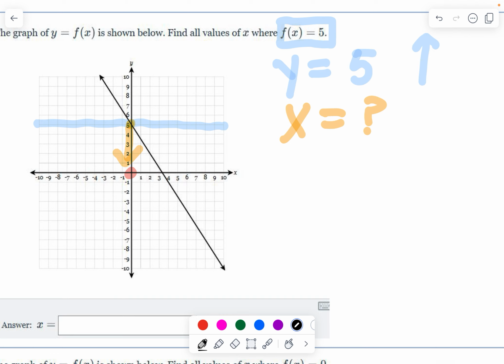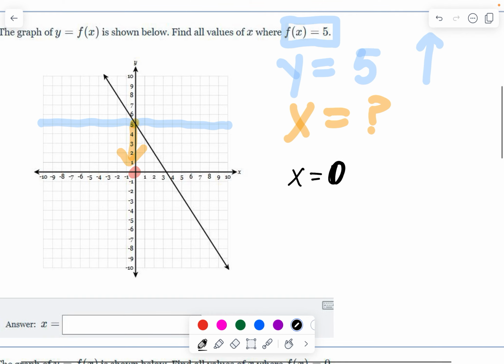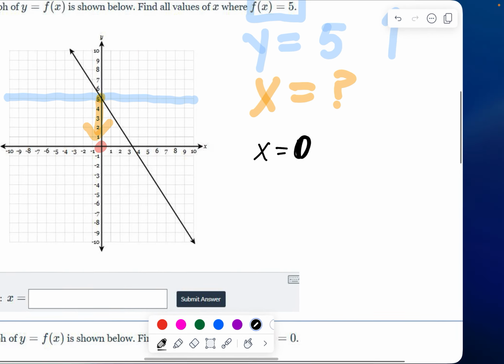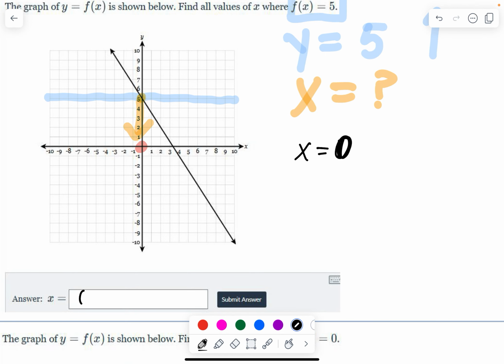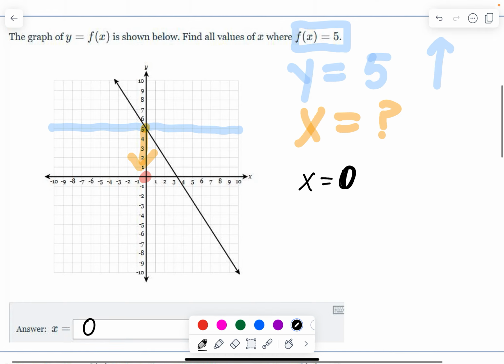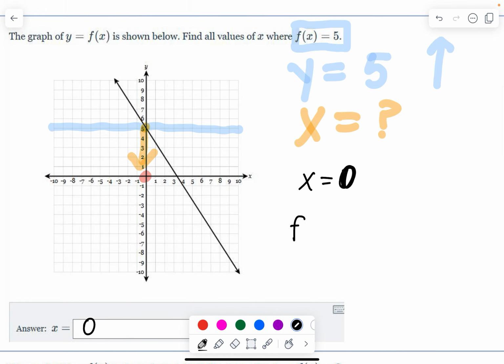That means x is equal to 0, and we would get out 5. So another thing you'll see here on Delta Math, you would just type in x equals 0. But to bring everything full circle with what we've been learning, we have f of 0 equals 5. This means when x is 0, we get out an output of y equals 5.